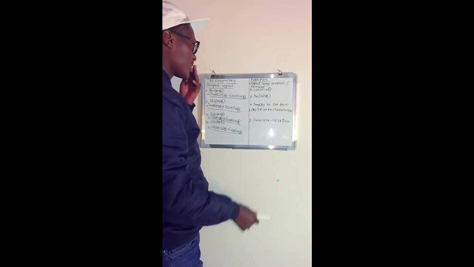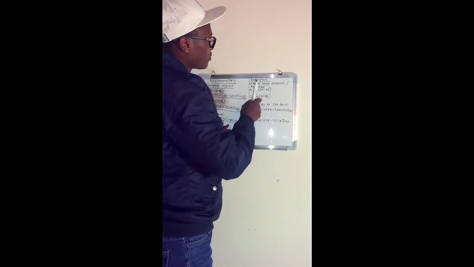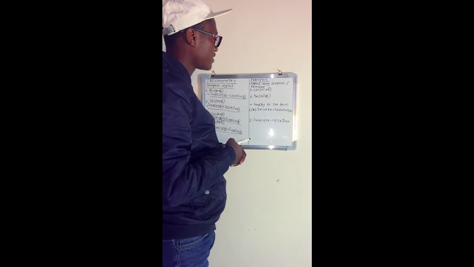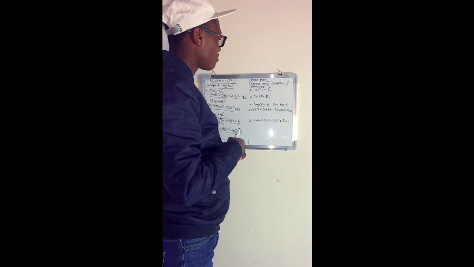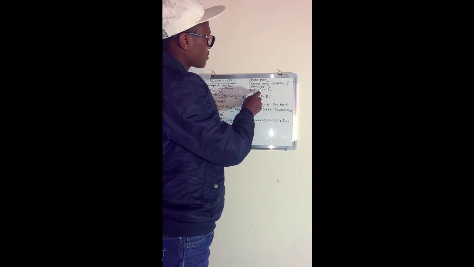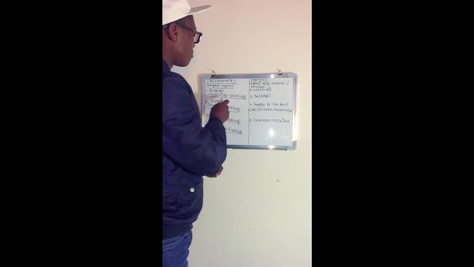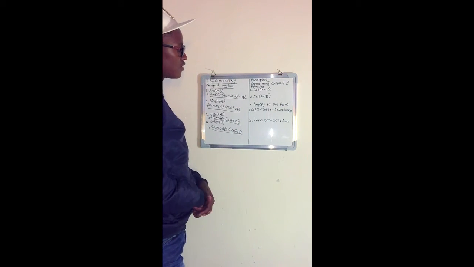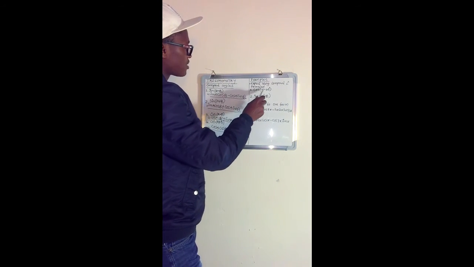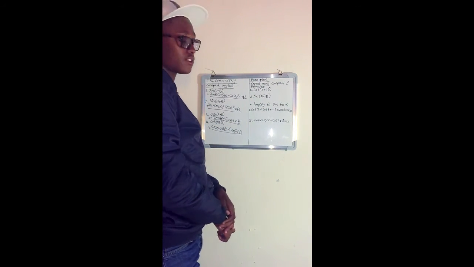For the first example, we are given cos(x minus 40). The question is: expand using the compound angle formulae. So we have to expand this cos(x minus 40 degrees) using the compound angle formulae. That means you have to choose the appropriate formula in order to expand the question we have been given.